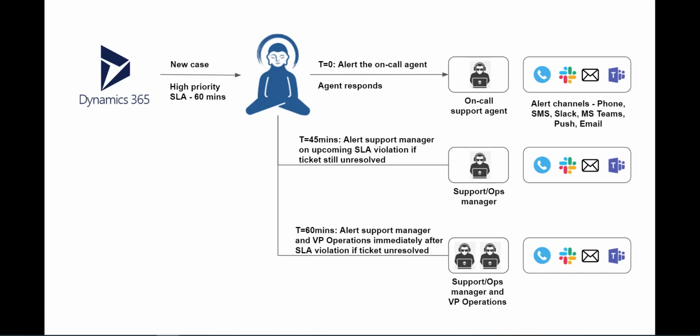And the escalations will keep going on until somebody responds to the Dynamics 365 ticket, and the next alert or escalation will happen when the Dynamics 365 ticket is not resolved within the SLA time frame, and then again it can alert either the same support engineer or maybe a support manager.